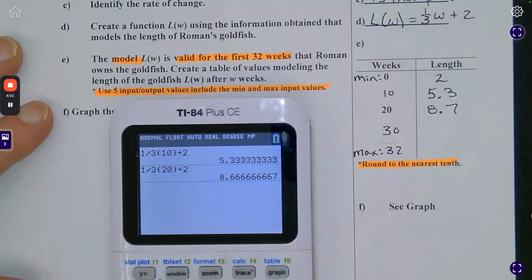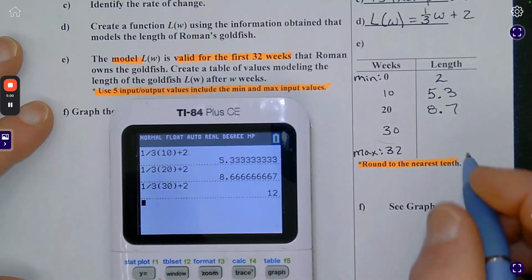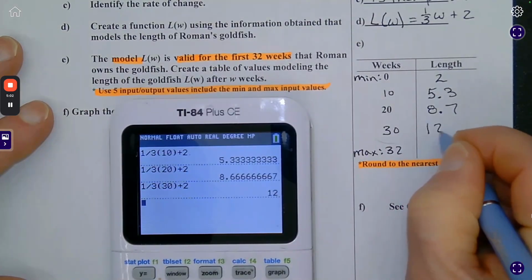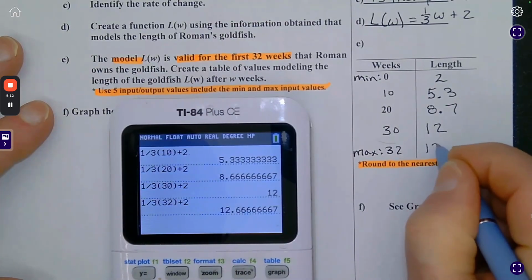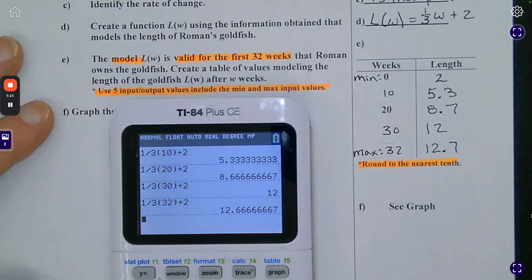All right, now we're going to put in 30. 1 divided by 3 times 30 plus 2, 12 inches. This goldfish is huge. And then I'm going to do the last one. And that's enter 32 weeks plus 2. 12.7. My goodness. That must be a big tank.